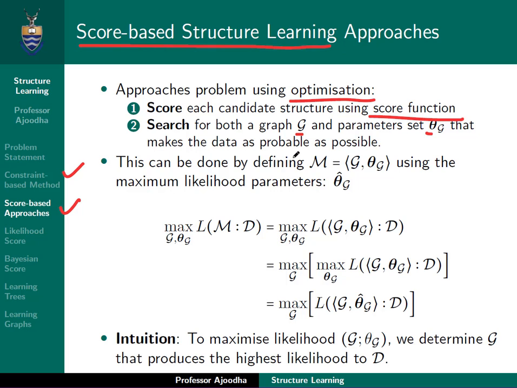Okay, so in other words, we can define this concept of a model by the graph structure and the set of parameters that are associated with that particular graph structure. And obviously our best guess of the correct parameters for this particular graph structure would be the maximum likelihood. In other words, the parameters that make the data as likely as possible, and that's our maximum likelihood estimator of the parameters.